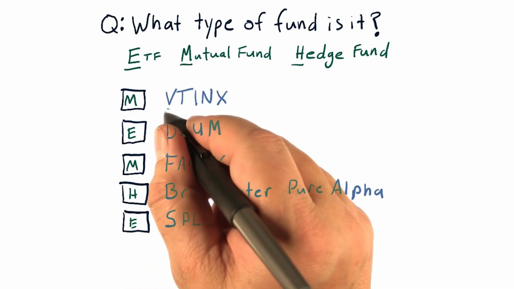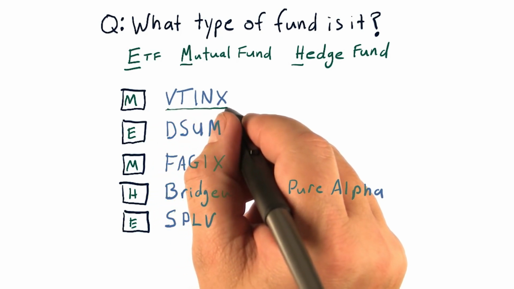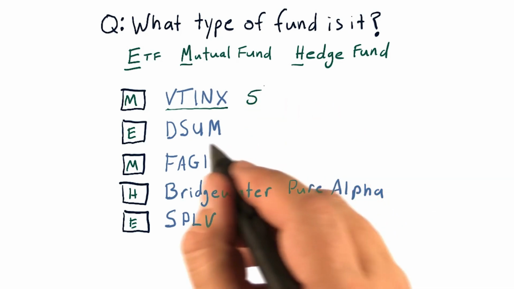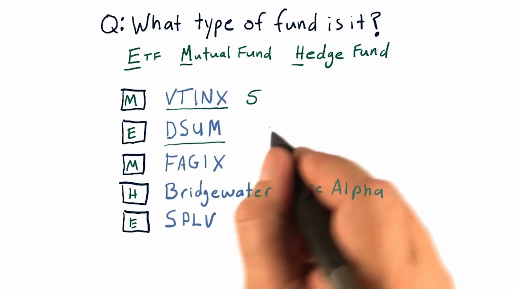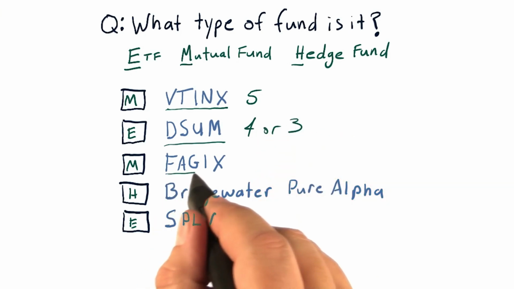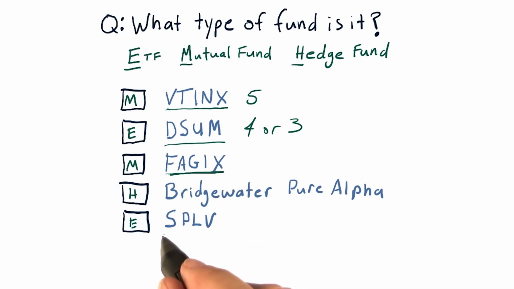A couple other things to mention. It's fairly common practice that mutual funds have 5 letters and ETFs have 4 or 3. Again, you can see this mutual fund has 5 letters, and this is another ETF with 4 letters. Okay, on to more fun.